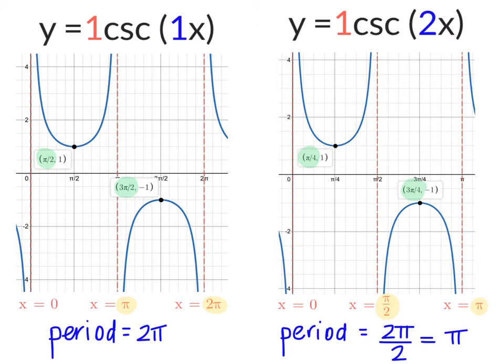And you can even see that here, where the standard period is 2 pi, but I have to do 2 pi divided by b, and if b is 2, that becomes a period of just 1 pi.